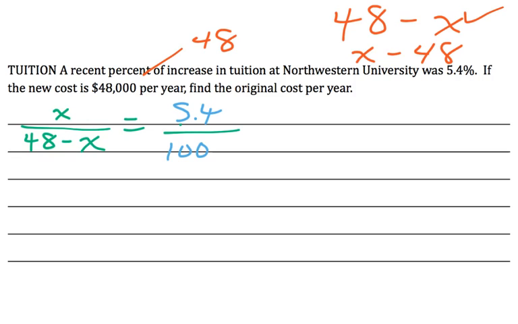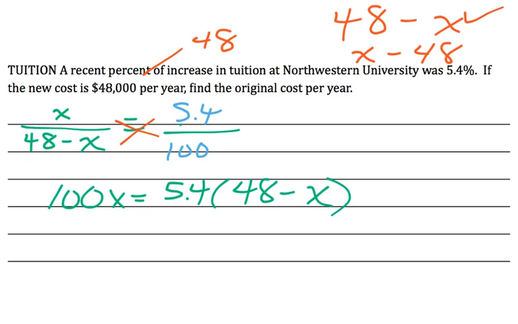Okay, now this gets a little bit uglier than things we've been used to doing, so I'm just going to cross multiply. So here's 100x equals 5.4 times 48 minus x. And let's say that you froze for a second. And here's what I mean by froze. You're looking at this and you're like, I don't know how to solve that. I've never done a problem like that before. Well, by freezing, you're kind of just throwing the towel in a little too quickly and not just figuring out what happens. So here I am writing it out.